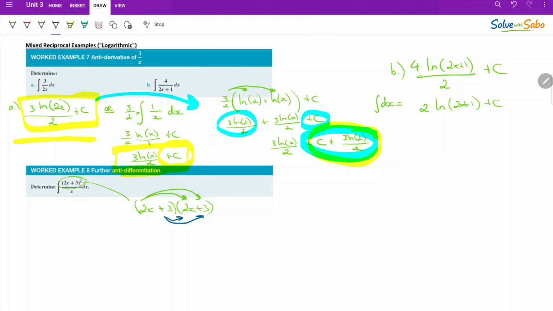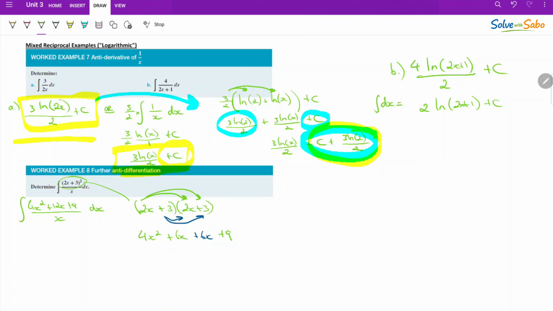So let's get into it. 2x times 2x is going to give me 4x squared. 2x times 3 is going to give me 6x. 3 times 2x is going to give me 6x. And 3 times 3 is going to give me 9. So really, if I join all these pieces together, this whole equation is saying I have 4x squared plus 12x plus 9 over x dx. So I'm integrating or anti-deriving that.